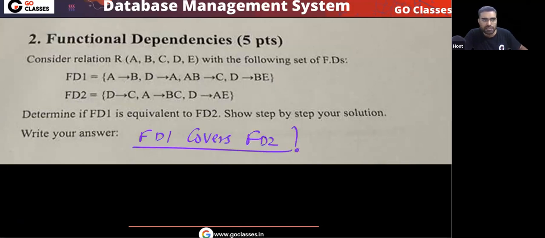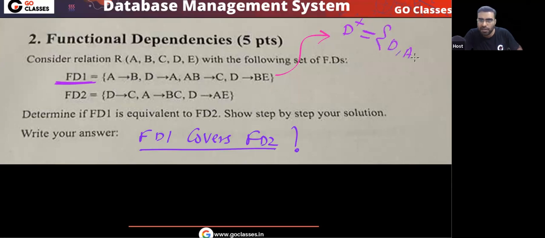What about this one? Can I say FD1 covers FD2? In this FD1, can you get D determining C? Just find D plus. D plus will be D, A. A can give you B, C. So D plus is D, A, B, and AB can give you C. You can get this, D can give you this. Yes or no? So you got everything.